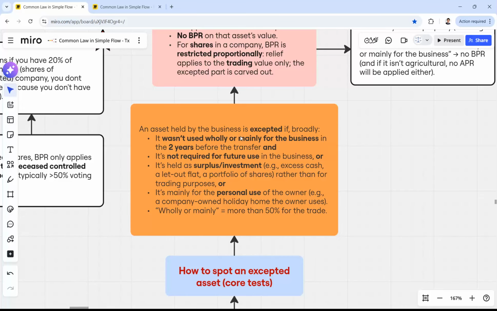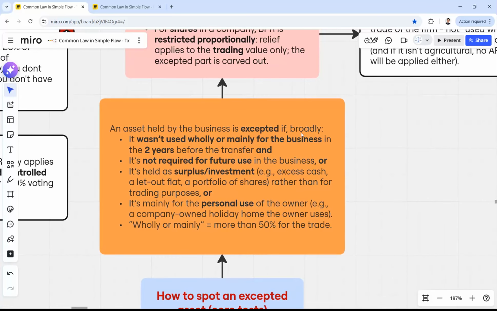An asset held by the business is excepted if broadly it wasn't used wholly or mainly for the business in the last 2 years before the transfer, and it's not required for future use in the business, or it's held as surplus investment, excess cash, a let out flat, a portfolio of shares rather than for trading purposes. So it's a surplus, something that is extra and sitting there with no use. Or it's mainly for the personal use of the owner. For example, a company-owned holiday home the owner uses.